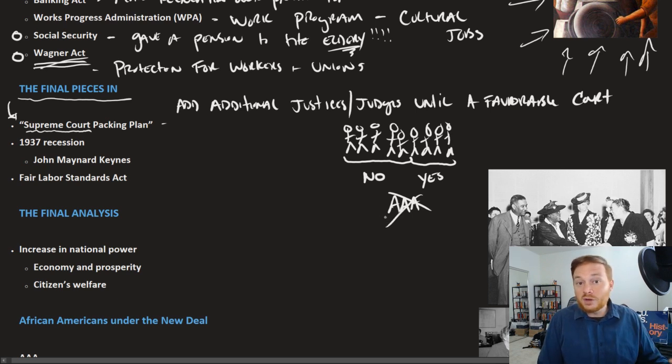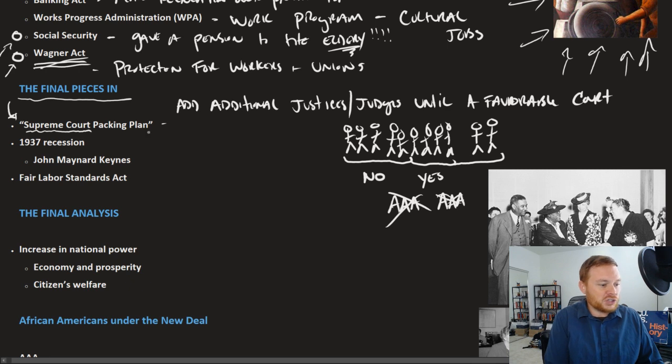One way that Roosevelt wanted to counterbalance this was to say, look, I'm going to add more people, and I'm going to get to choose those people. So let's say, maybe let's add two more. And suddenly when it comes to Roosevelt's legislation, now there's two more votes for the yes. And so that's why programs like the AAA would stay. But in this case, we're talking about the Wagner Act and the Social Security Act.